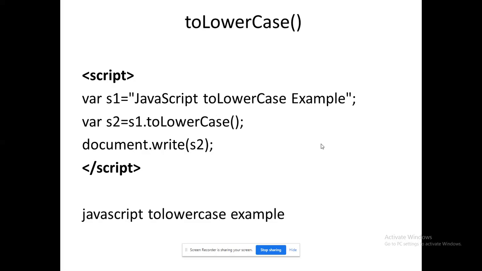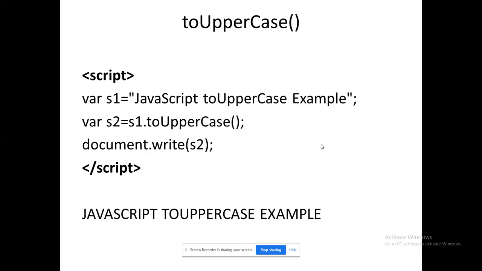toLowerCase: the given complete string is converted into lowercase. That's very self-explanatory. toUpperCase also converts the given string into complete uppercase.